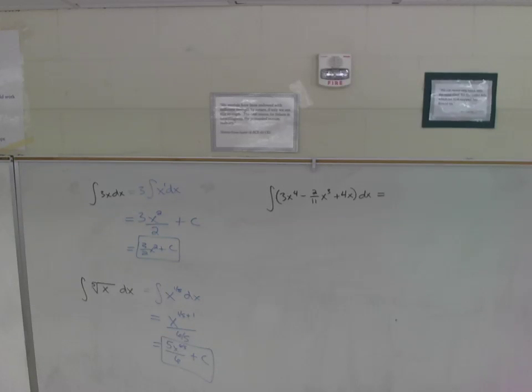Do one piece at a time, right? Remember one of those properties on your chart says if you have more than one integral, plus or minus in between, just separate them. Oh, that should be times 4. Yeah, it should be times 4. But I did the rest right.